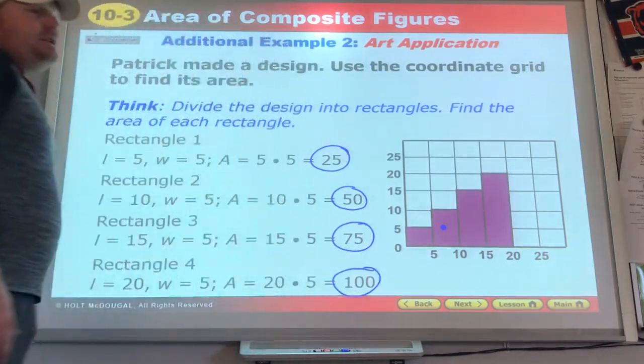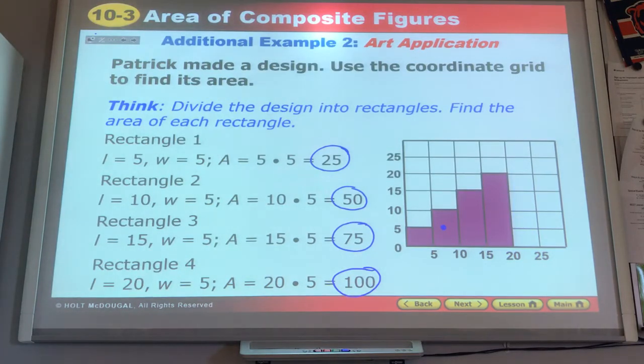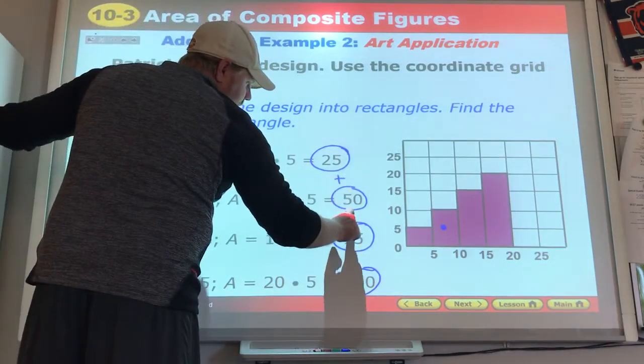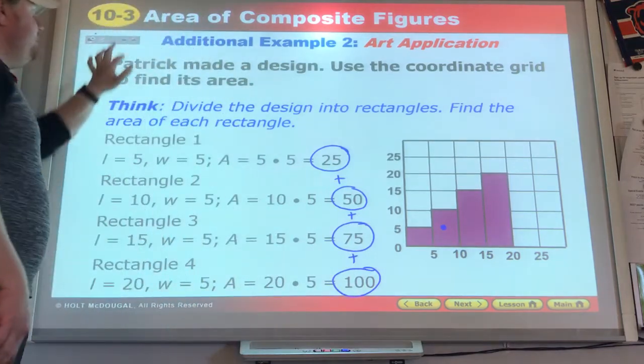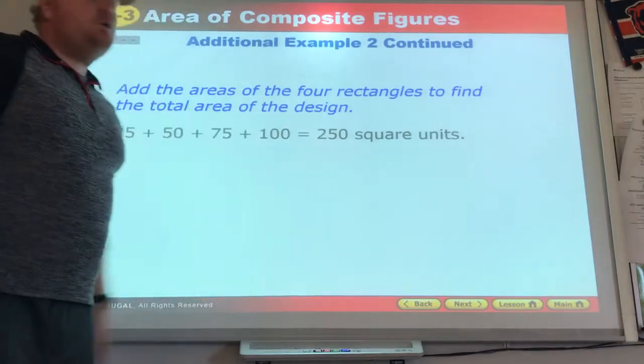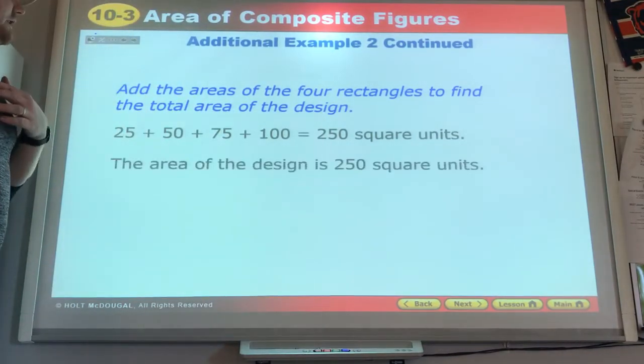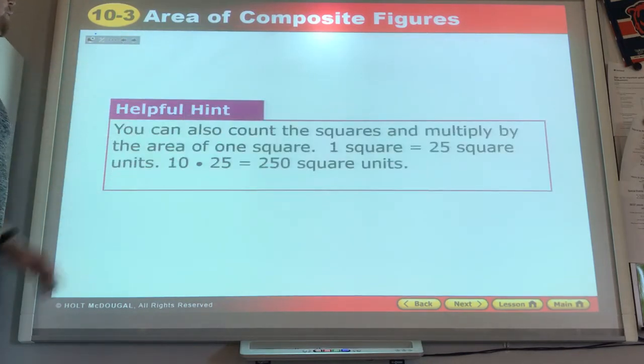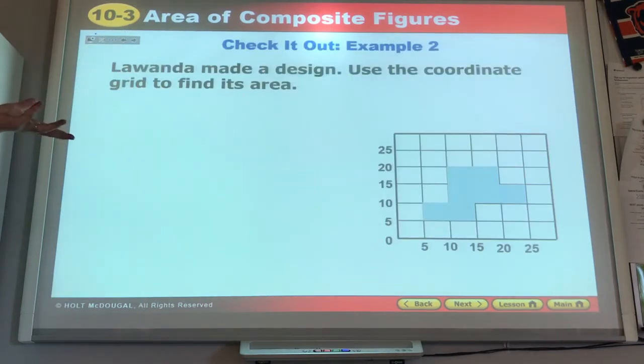So yay, which one of them is my answer? Oh yeah, they wanted all of it. So if they wanted all of it, we should add them all together, and I bet you they show that on the next page. So since we have all those small ones, we add them together and we get 250 square units. Very nice. All right. You can also count the squares and multiply by the area by 25. That 5 by 5 was 25, and we saw there were 10 of those squares, so 25 times 10 is 250. That is another way to look at it, but not when it's oblong like this.